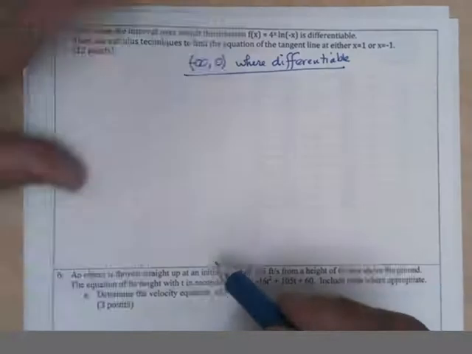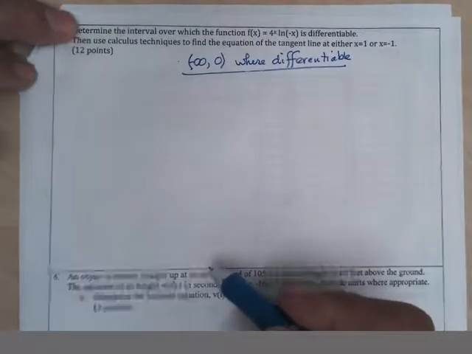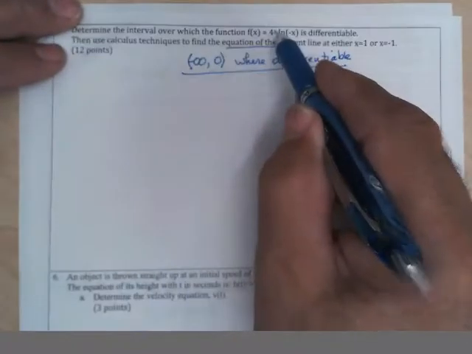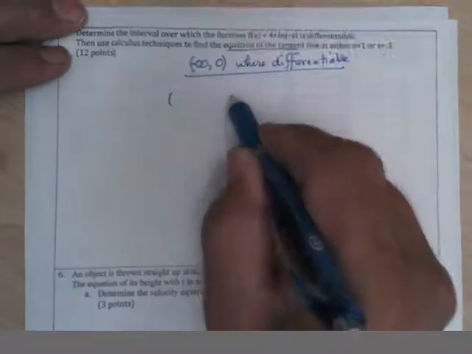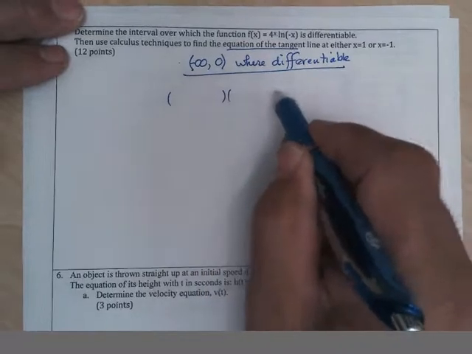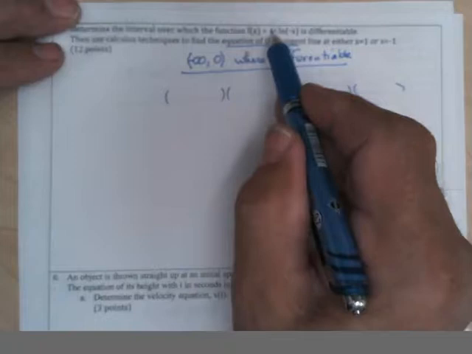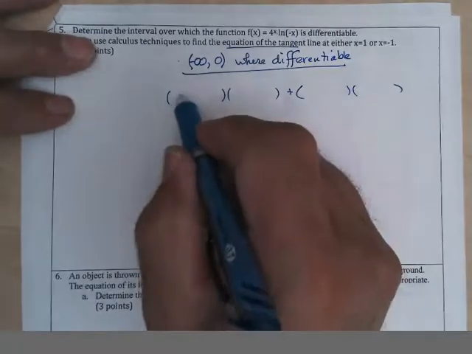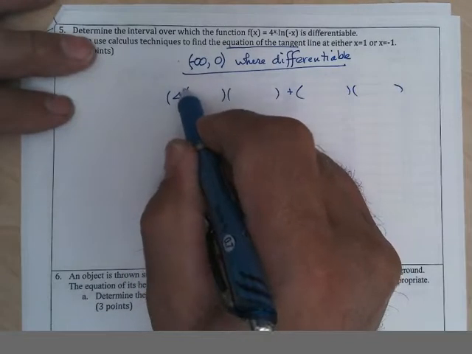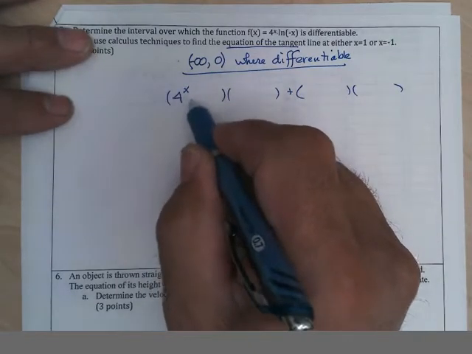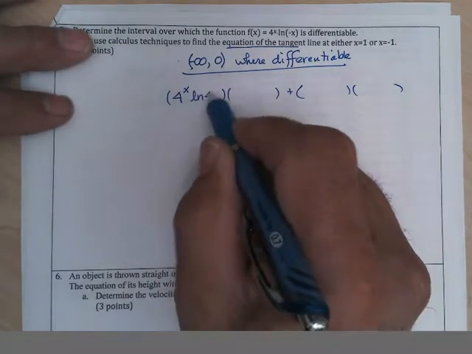There's 4 points on this one. Then the other points are, we got to find the equation of the tangent line, which means we need the slope. So we got to find the derivative, and this is a product. So the product rule is the derivative of the first times the second plus the derivative of the second times the first. Derivative of 4 to the x is, the x is in the power, so it's the same thing, times ln of the base.